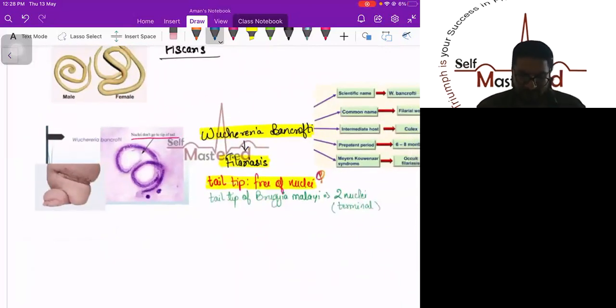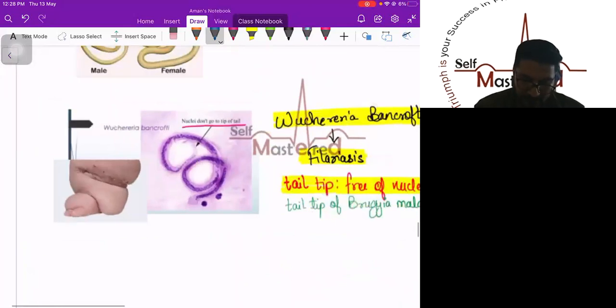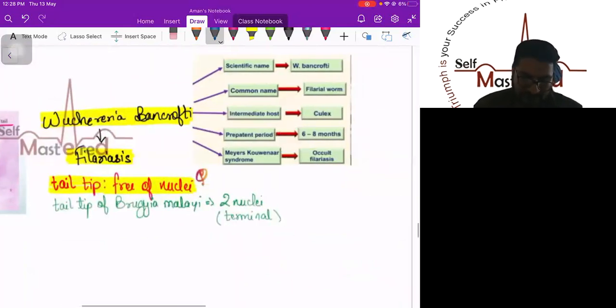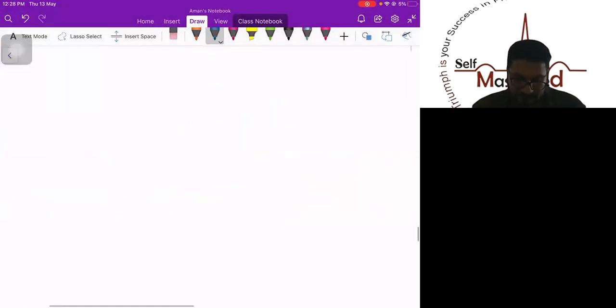Then we can have ascariasis, or differentiation of Ascaris in case of male and female. Then we have the images of Wuchereria bancrofti, which can lead to filariasis. You will see the tail tip will be free of nuclei. If there are two nuclei in the tail tip, we call this Brugia malayi.